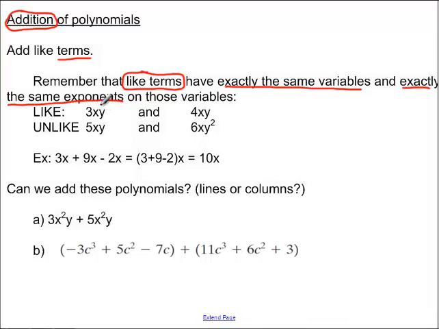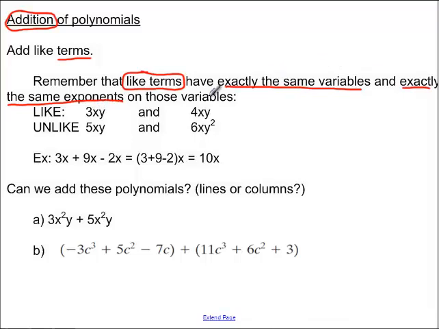Let's take 3xy and 4xy. Can we add those? Well, let's take a step back and say, are they like terms? If they're like terms, then we can add them or subtract them. Later on we're going to be talking about subtraction, but right now we're going to talk about like terms and adding them.